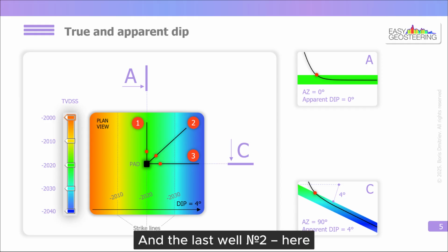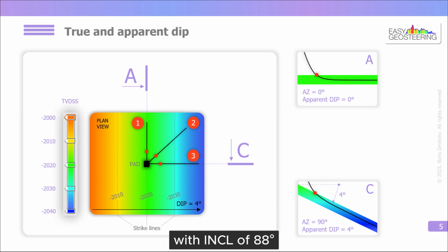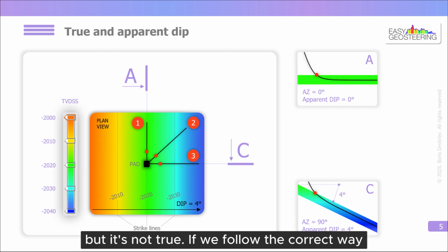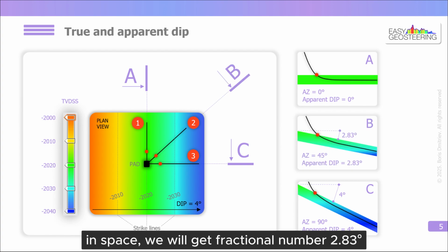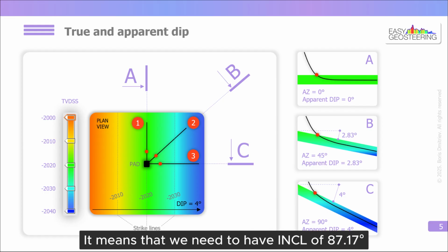And the last well, number 2. Here it might seem that we need to drill with an inclination of 88 degrees as the average between wells number 1 and 3, but it's not true. If we follow the correct way and use trigonometrical formulas in space, we will get a fractional number, 2.83 degrees, for apparent dip. It means that we need to have an inclination of 87.17 degrees.